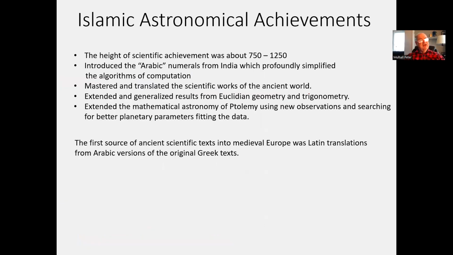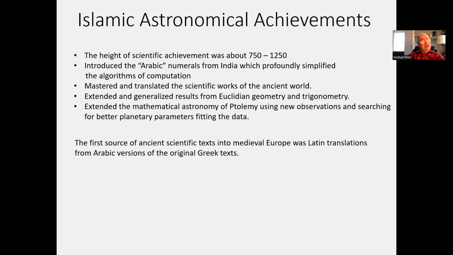Okay, just a brief note, we should not go into the Middle Ages until we at least get a mention of the great Islamic civilization. Their high point, intellectually at least, was from 750 to 1250. They introduced, for example, the so-called Arabic numerals from India, first into their civilization, and then brought it into the West. They certainly mastered and translated all the scientific works of the ancient world. Okay, most importantly, again, Euclid, Apollonius, Archimedes, and Ptolemy.